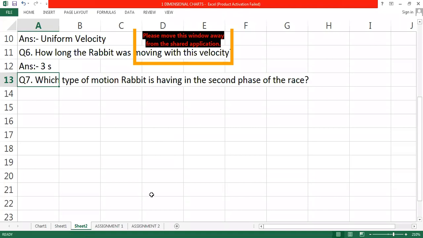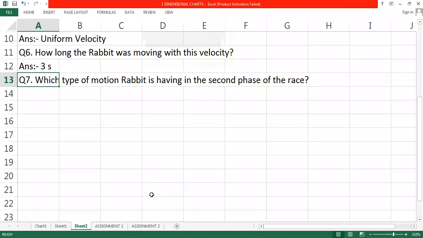See now. Which type of motion is the rabbit having in the second phase of the race? We are talking about the rabbit, the second phase. There are different types of motion the rabbit is going through. Very good, Sanika. Very good, Monish.